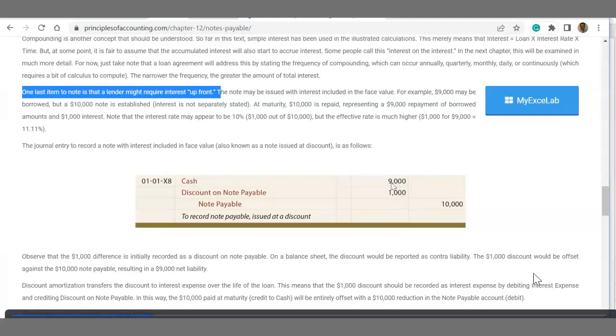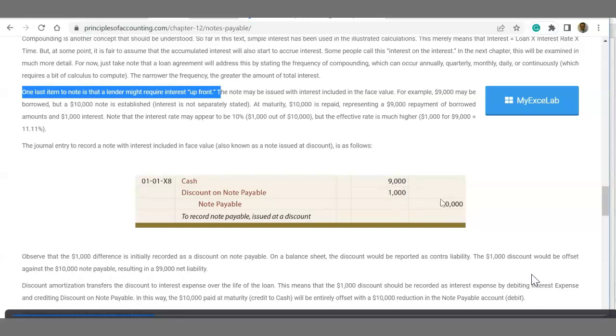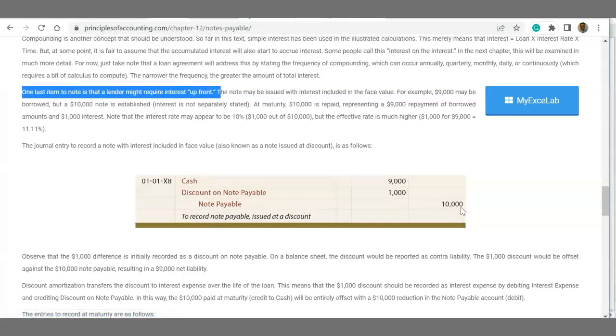So this is how you record the cash, you record $1,000 discount on note payable, and here is the note payable. Look at this carefully because later on we will look at bonds, and bonds will be very similar, but instead of note payable, we will say bonds payable and discount on bonds payable instead of discount on note payable. So this is how you journalize it at this moment.